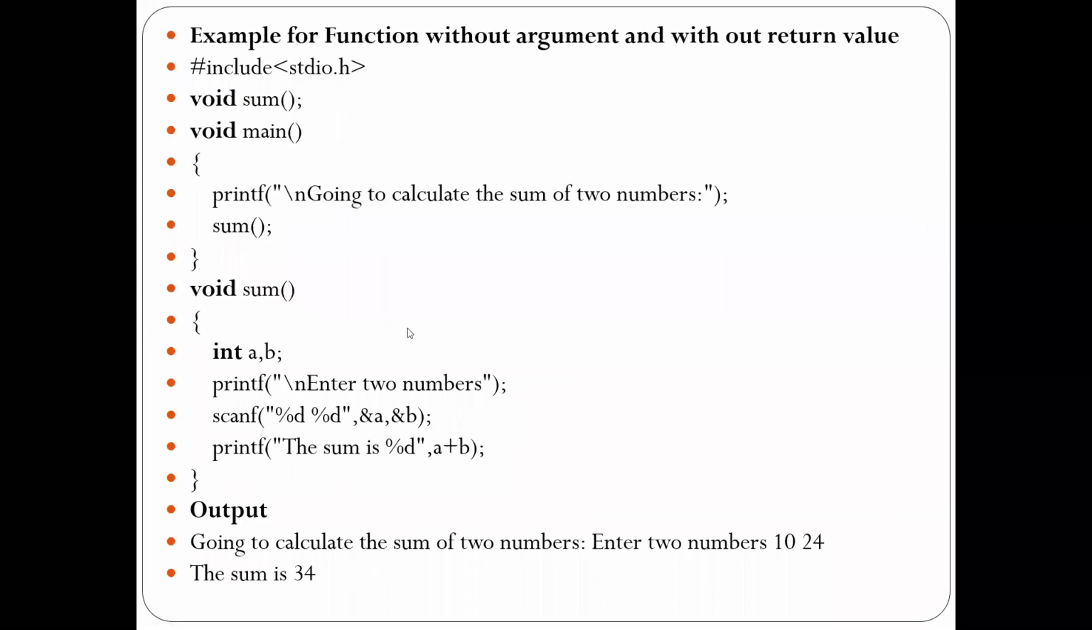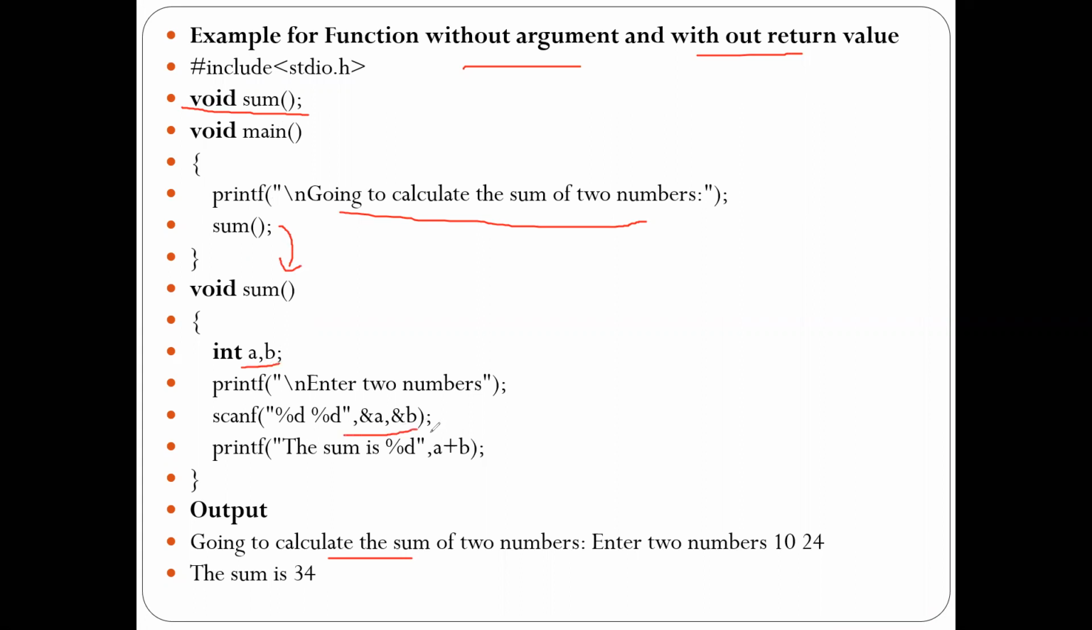So here the first one is the function without argument and without return value. See here, it has been declared as void sum, that is no argument, and this function is not going to return a value. It is going to calculate the sum of 2 numbers and print it here, and the defined function will be called. It has been declared with 2 variables, and the user is going to input the values 10 and 24, and they will be totaled and the value printed. The sum is 34. This is the function without argument and without return value.